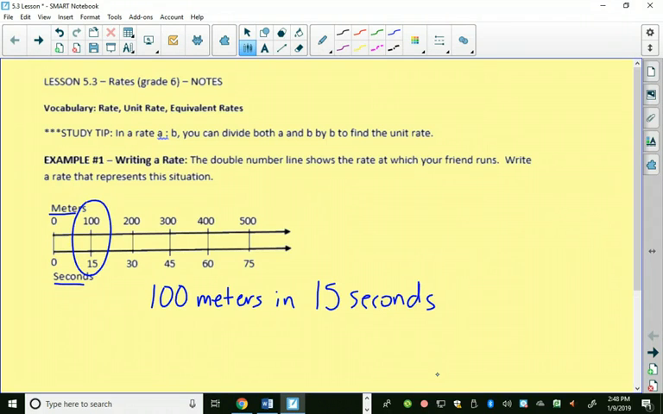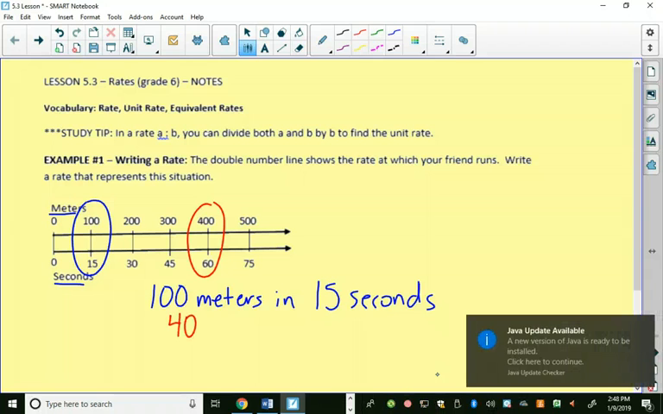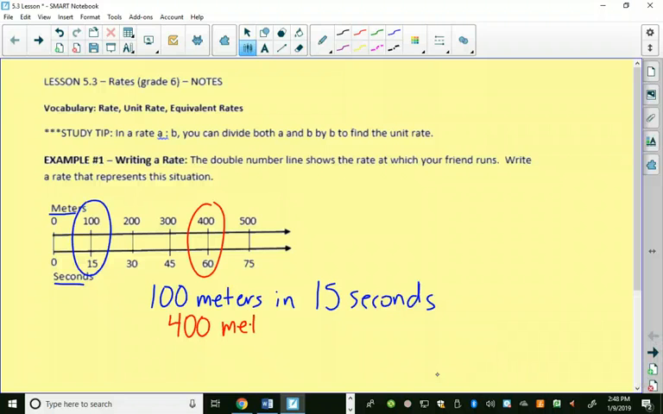Another rate I could pick is any of the other lines. So let's go ahead and say we picked 400 and 60. In this case, again, now the 400 relates to the meters and the 60 relates to the seconds. So my rate could be 400 meters in 60 seconds. Okay? And I go ahead and label.